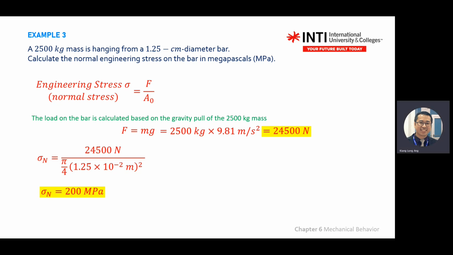If the question gives you a square shape with side dimension, then it is a square shape. Okay. So the answer will be 200 megapascal.